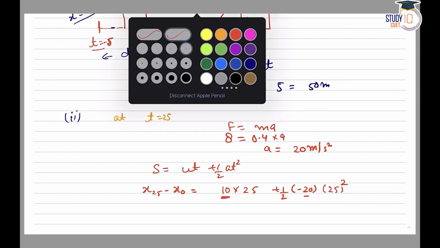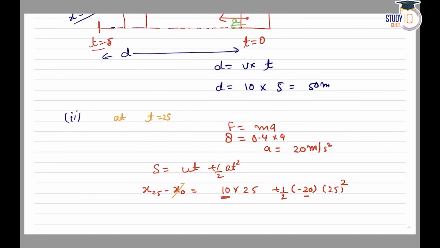So the position at t equal to 0 is 0. So position at t equal to 25 can be given as 250 minus 6250. So position at t equal to 25 comes out to be minus 6000 meter.